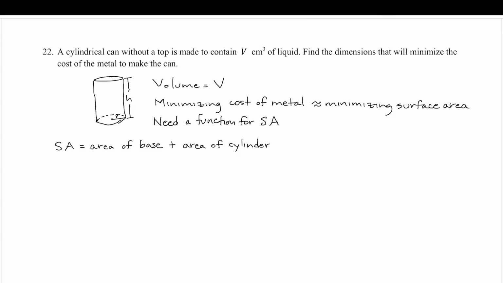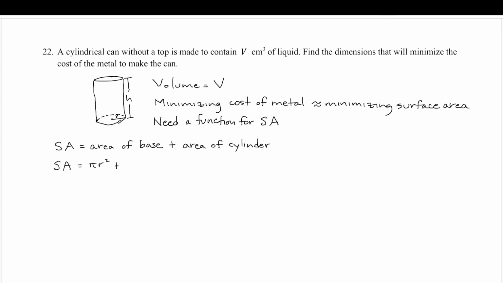Now the area of the base is easy, that's a circle, and the area of a circle is pi r squared. Again, I've labeled my radius r. The area of the cylinder is actually the area of a rectangle. If you imagine, for example, a soup can, if you take the label off and unroll it, it will be in a rectangular shape. So the area of the base, again, is pi r squared.